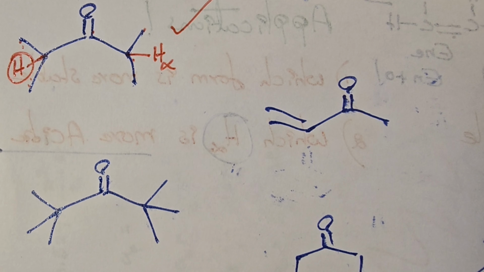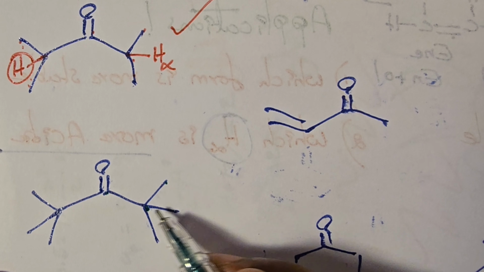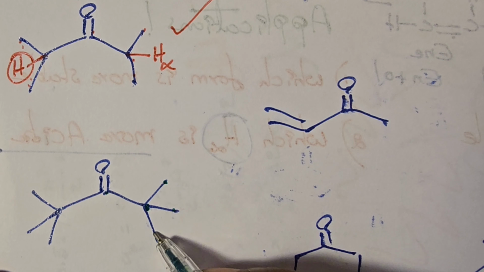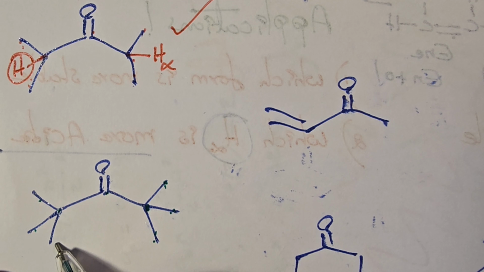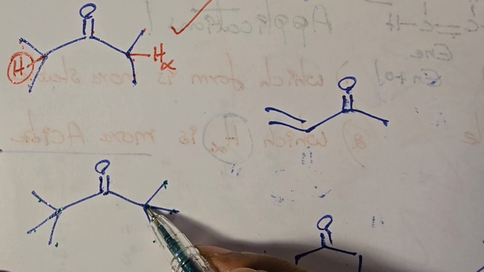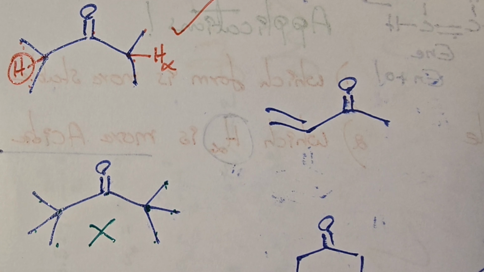Next molecule, observe here. Functional group carbon. Adjacent carbon is the alpha carbon. That alpha carbon doesn't have the hydrogen. Reason? Methyl groups are connected. Three methyl groups are connected. This side also three methyl groups are connected. So due to absence of alpha hydrogen, this molecule does not show the tautomerism.